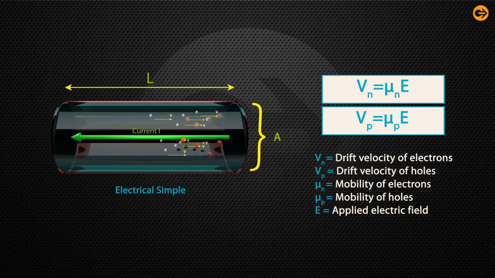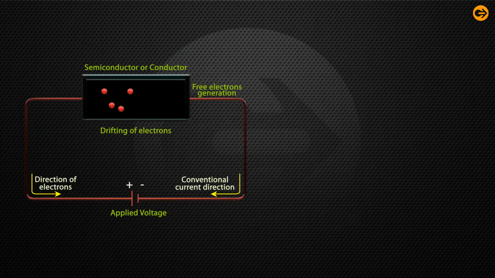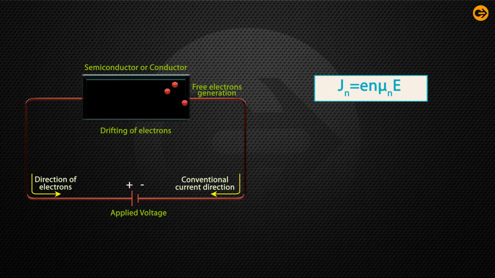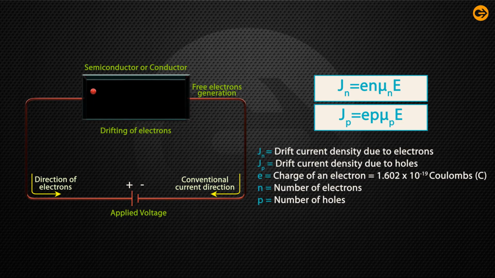We can also find drift current density. The drift current density due to free electrons is given by Jn is equal to e n mu n E, and the drift current density due to holes is given by Jp is equal to e p mu p E, where Jn is the drift current density due to electrons, Jp is the drift current density due to holes, e, the charge of an electron, is equal to 1.602 times 10 to the power of minus 19 coulombs, n is the number of electrons, and p is the number of holes.